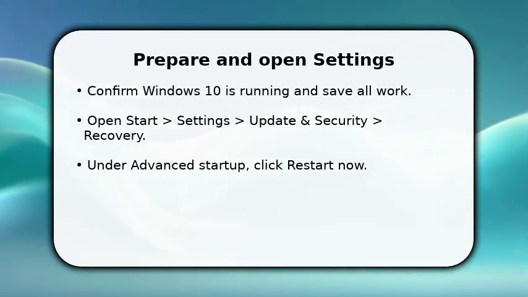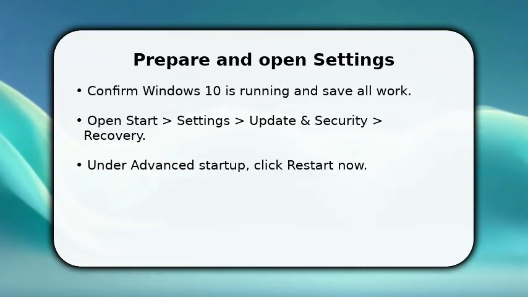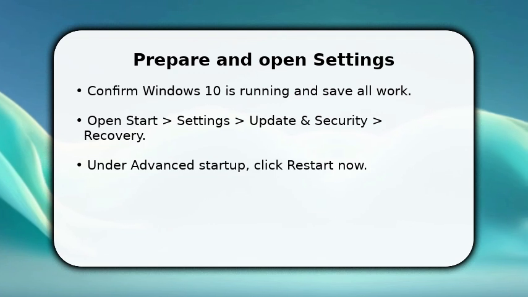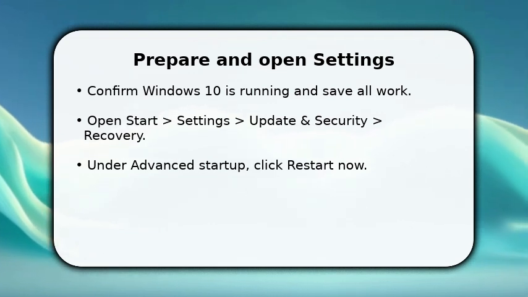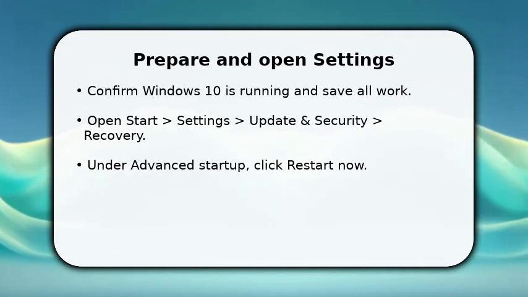Once done, Windows will present a blue options menu after it restarts. You'll use that menu to access troubleshooting tools, UEFI firmware settings, and a boot device list. Stay with me for the next step to pick the boot menu option. Once you see the blue screen, choose Troubleshoot to continue.